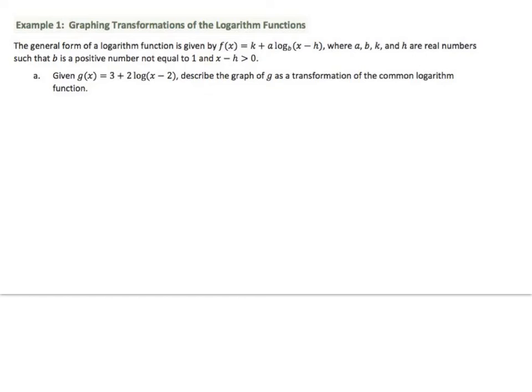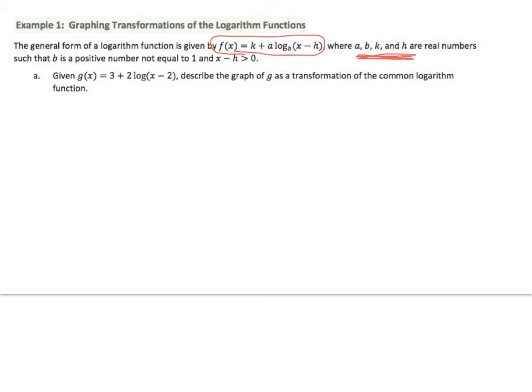The general form of a logarithm function is given by f of x equals k plus a log base b of x minus h. You'll recognize some h's and k's from when we did quadratics and transformations. And then I believe we used some similar h's and k's when we did trigonometric functions and graphing. So don't get nervous. This is good. We've done a lot of practicing graphing logarithms and exponential functions, so you should be able to apply what you know, and it's going to be awesome.